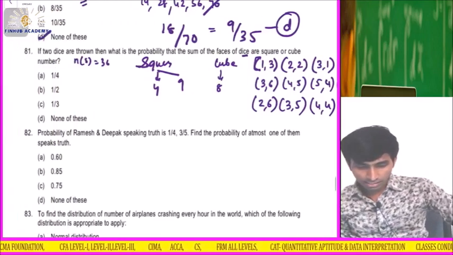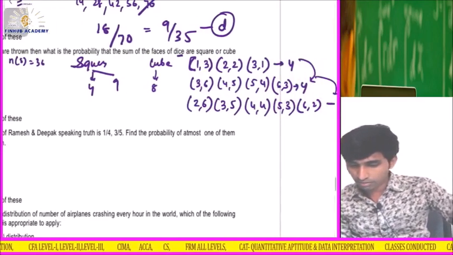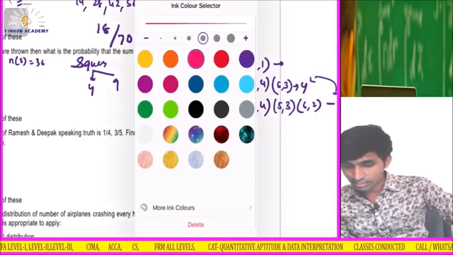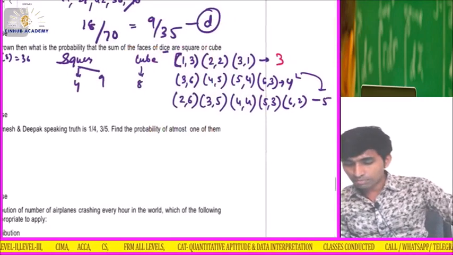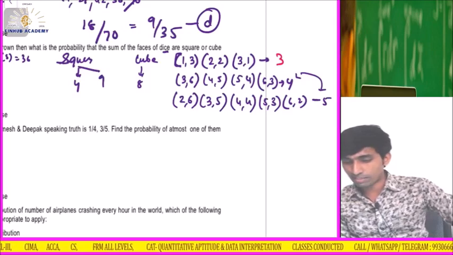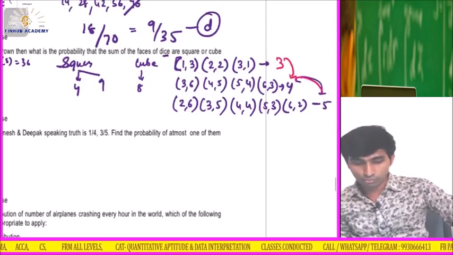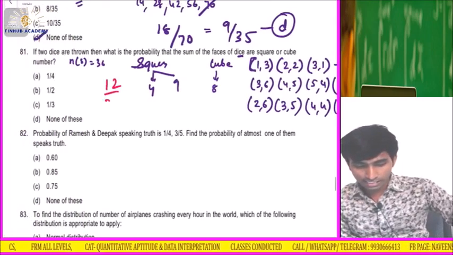13 can't be the answer. Oh, here I have made a mistake. One minute. This is 3, na? This is 3. So 3 plus 4 is how much? 7. 7 plus 5 is how much? 3 plus 4, 7. 7 plus 5, 12. So 12 upon 36. What is the probability?